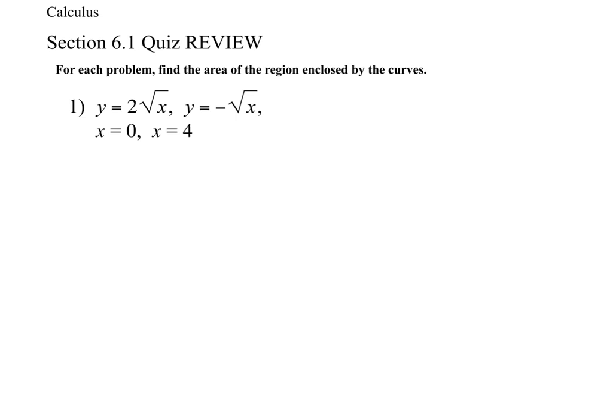Okay, the first type of problem is going to give you your boundaries. So you're going to have two functions, and you're going to have boundary lines, x equals this, x equals this. All right, so you're definitely going to do integration. Don't do derivatives here. So we are going to integrate, meaning we're going to do this little guy. Lower bound 0, upper bound 4.